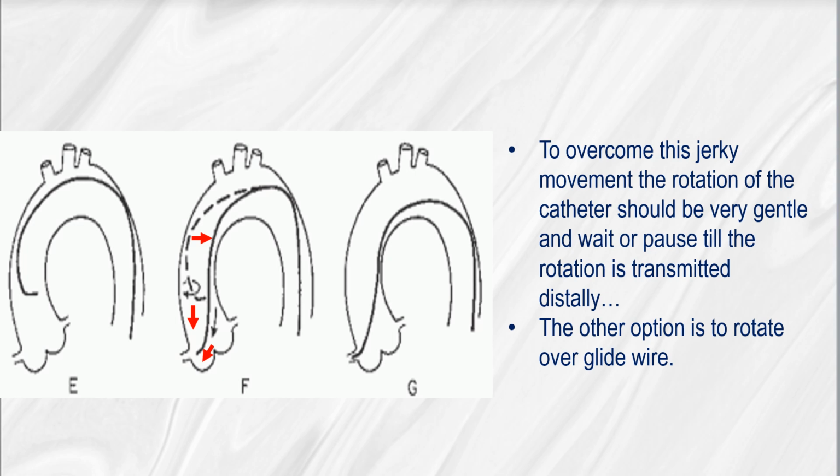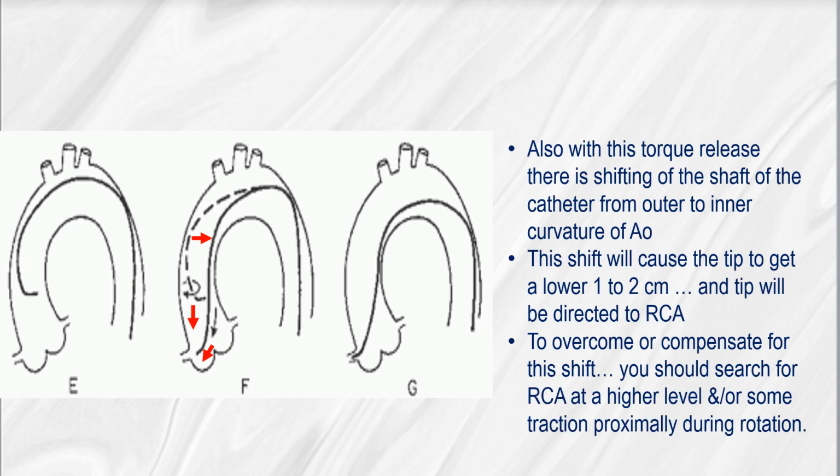To overcome this jerky movement, the rotation of the catheter should be very gentle, and you should wait or pause until the rotation is transmitted distally. The other option is to rotate over a glide wire. Also, with this torque release, there is shifting of the shaft of the catheter from the outer to the inner curvature of the aorta. This shift will cause the tip to get 1 to 2 centimeters lower, and the tip will be directed to the RCA.